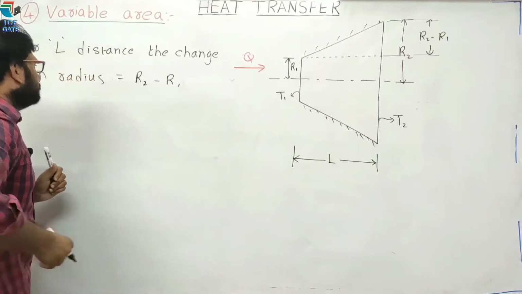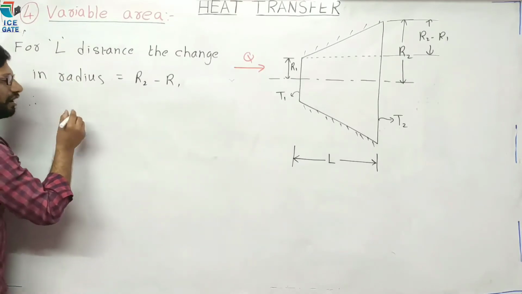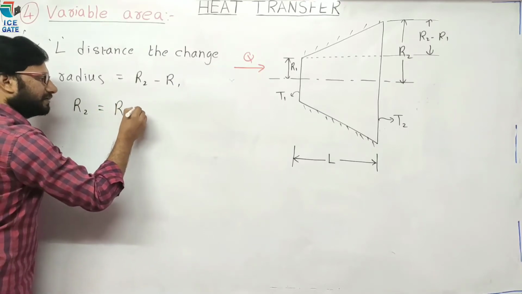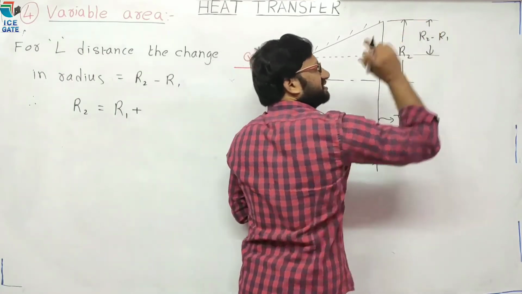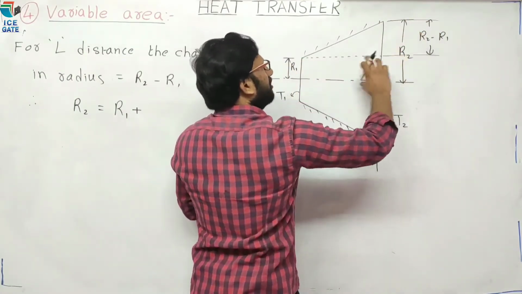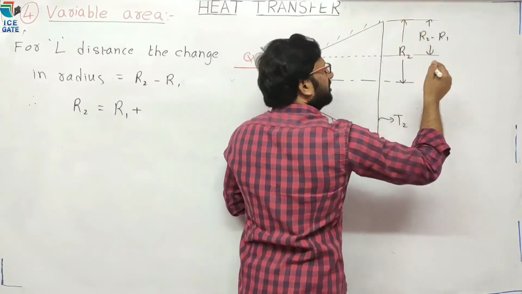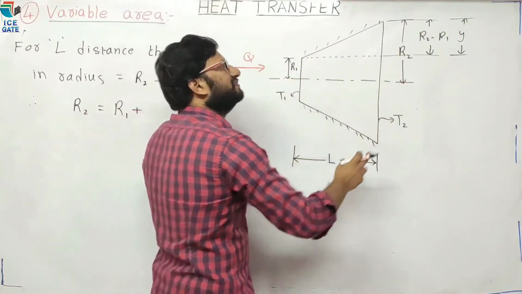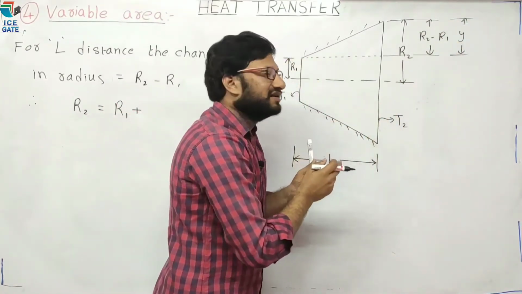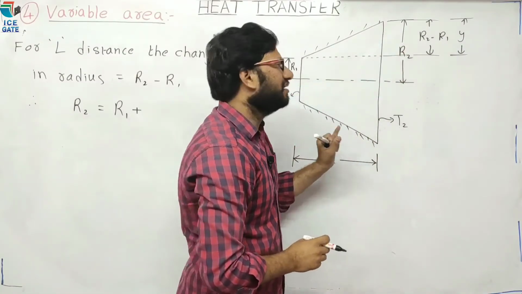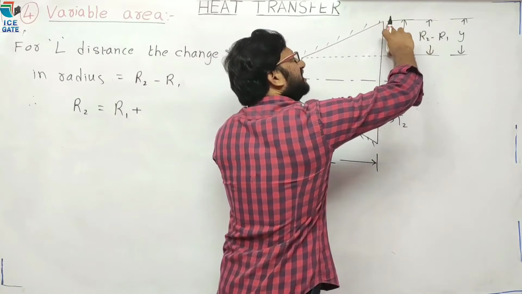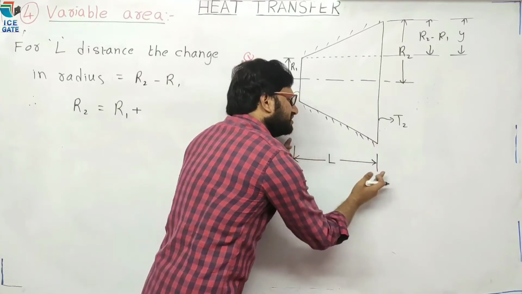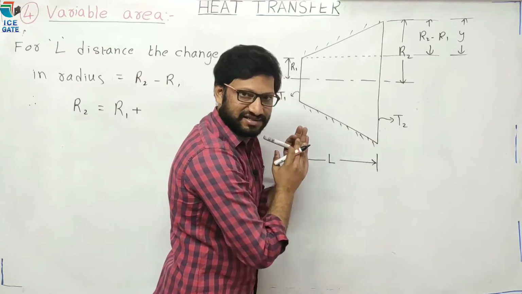Okay. Now can I write? Now write an equation for R2. R2 is equal to R1 plus this distance. Now let us mention this as y. Okay, now this y, what is meant by y here? This is change in radius. Okay, now the change in radius is with respect to distance, with respect to L distance.